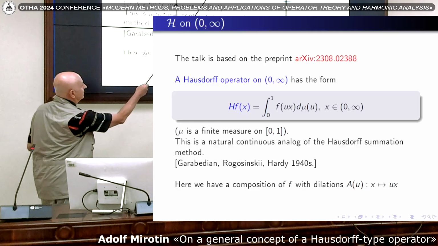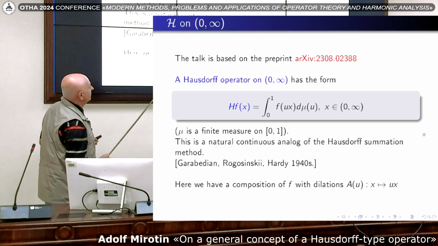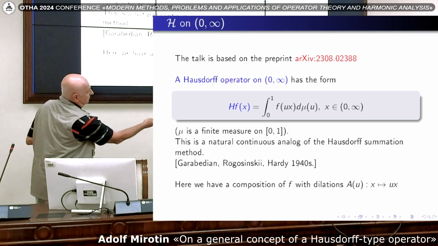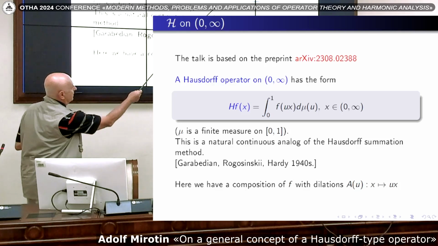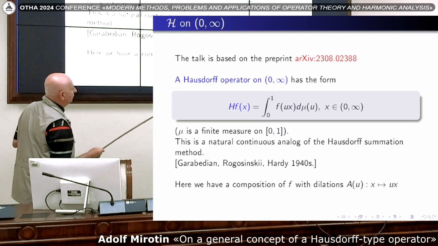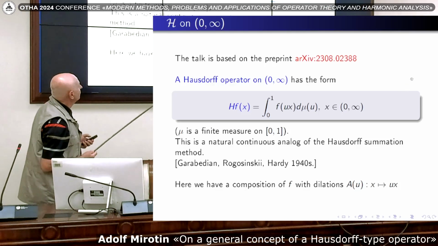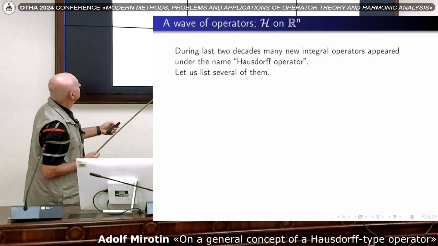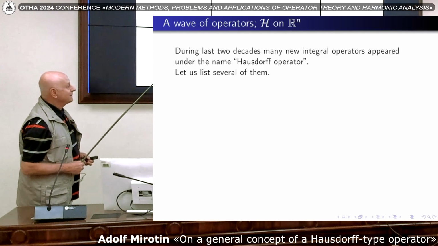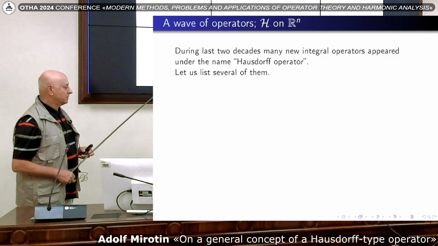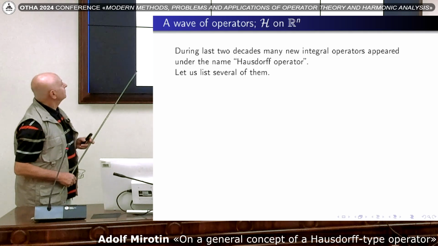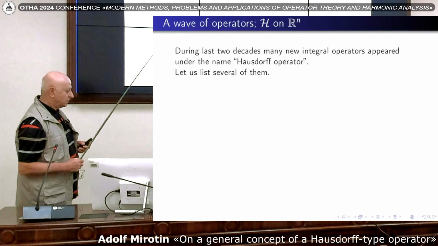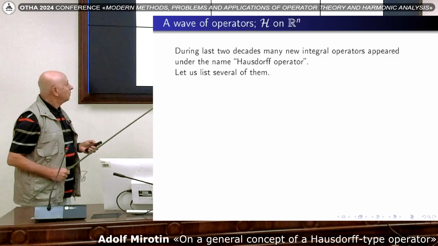Here, the integrand is a function f, which is composed with the next very simple function a of u. This is a dilation of the ray [0, infinity) for each positive u. In this century, the theory of Hausdorff operators was born again, and during the last two decades, many new integral operators appeared under the name Hausdorff operator. Now I want to list several of them.